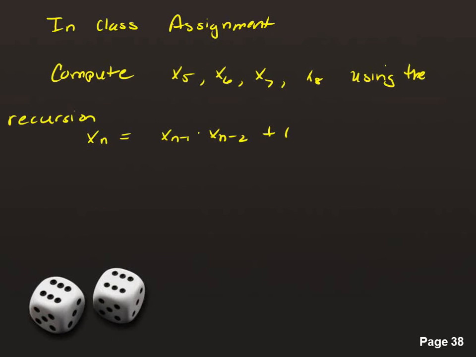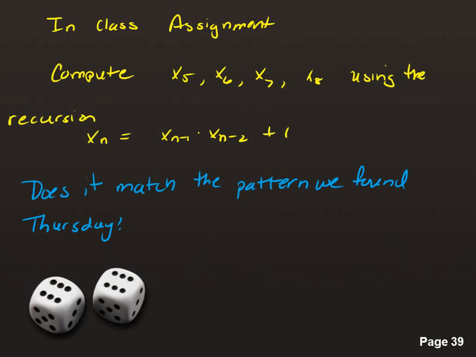So what I'd like you to do in the in-class assignment is to compute x_5, x_6, x_7 using that recursion formula that I just gave you. And then compare it to the pattern that we found Thursday. Does it end up actually being 1, 1, 0, 1, 1, 0, 1, 1, 0? Check. And again, you only need to turn in one per group with both of your names on it.